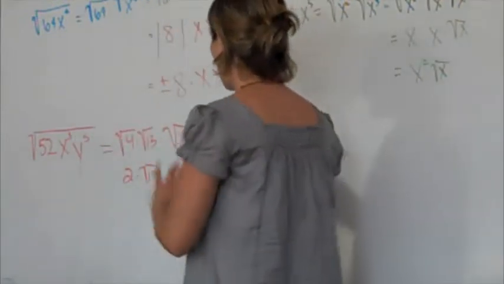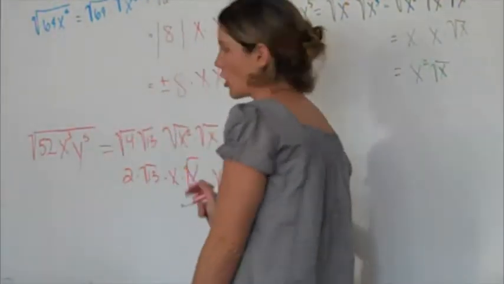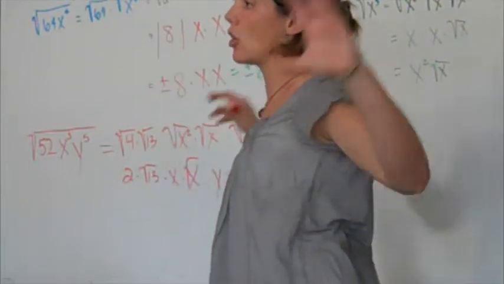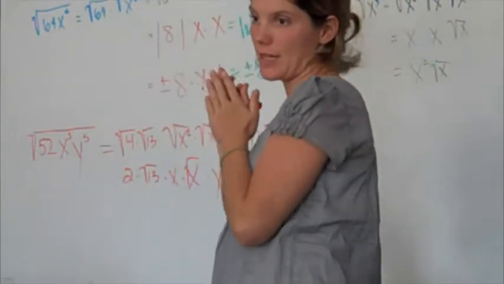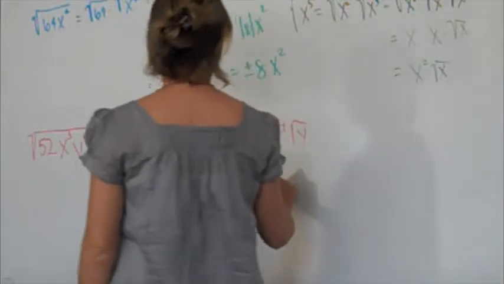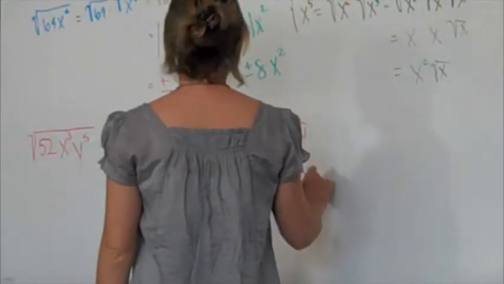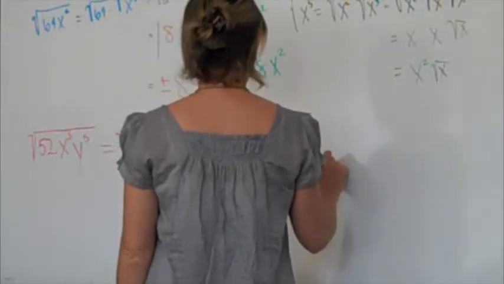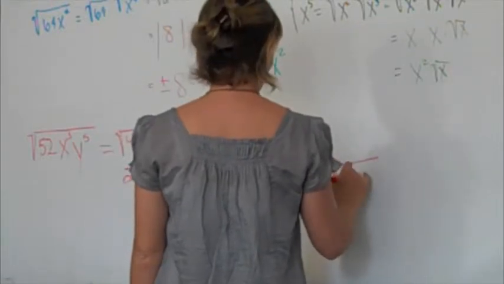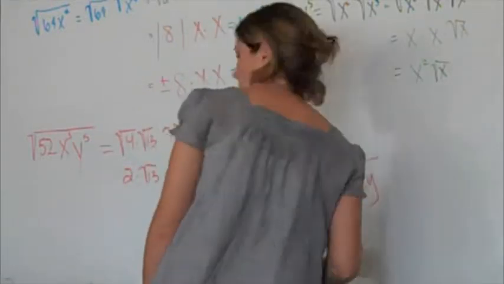Now I can combine anything I can combine, including things that are under radicals. If it's under a radical, it can all go back together, smush together like that, a times b. So then I'm going to get 2x y squared square root 13xy.